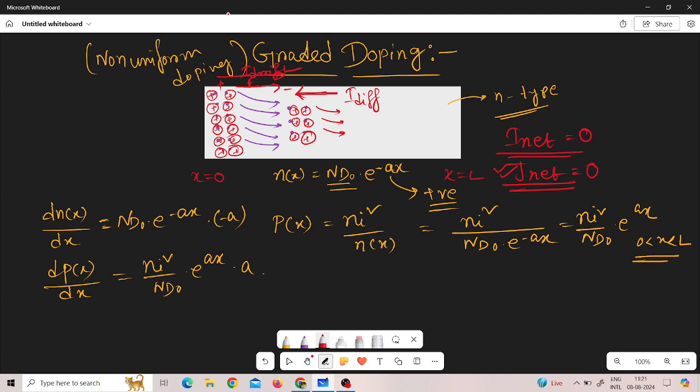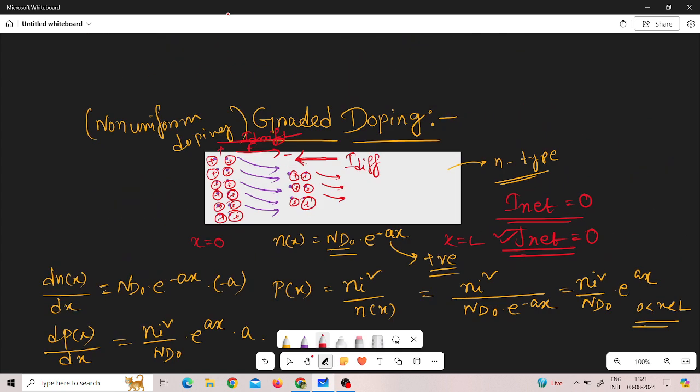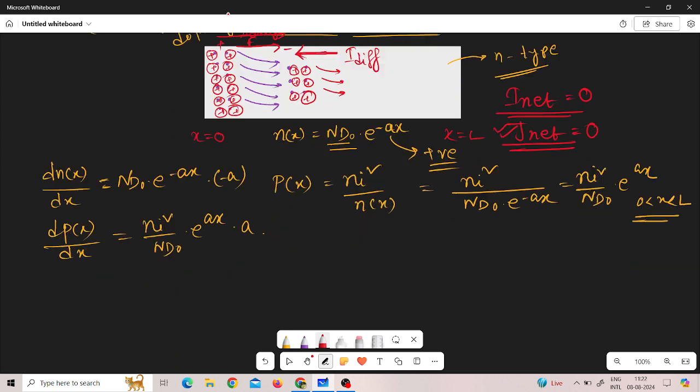So now we can perform some basic calculation to find out what is the electric field that is developed here. Now you can see an interesting fact here. We did not apply any external electric field, so that's why no current is flowing in equilibrium. To get current flowing, we need to apply an external electric field. I will come to that part later.